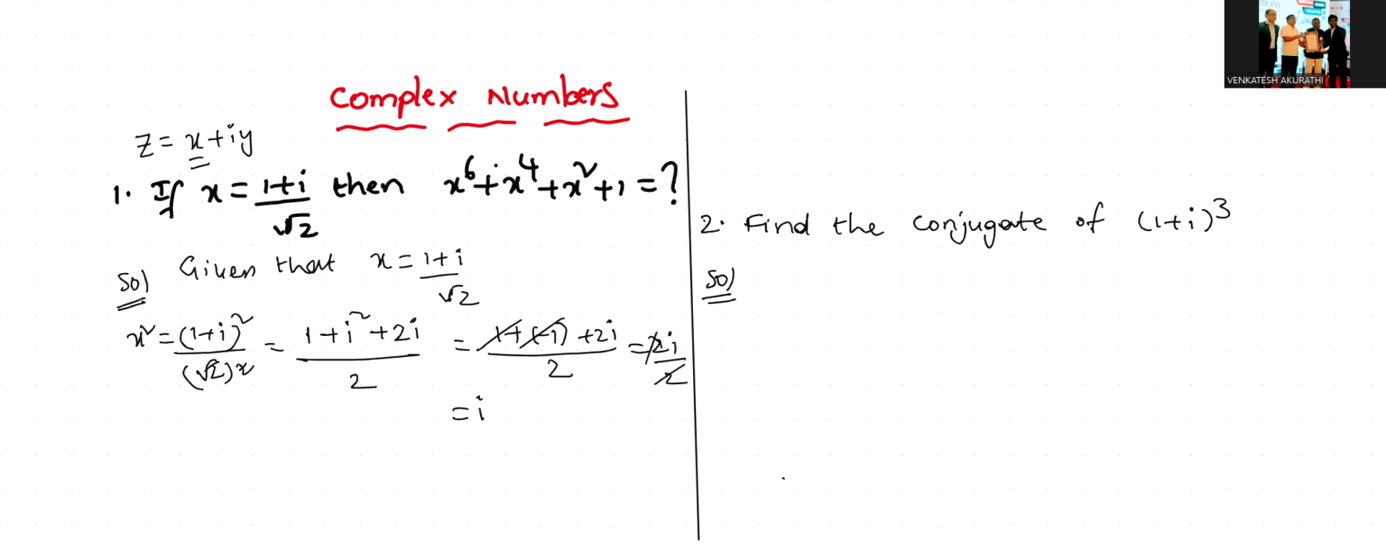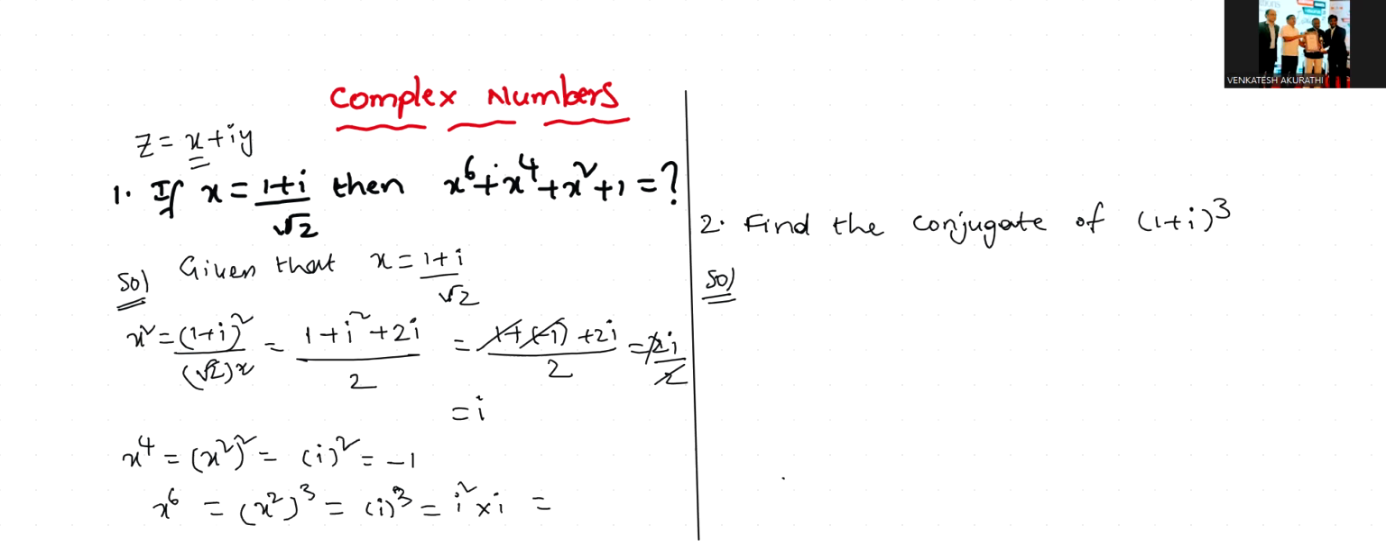Similarly, x power 4 can be written as x square whole square. x square value is i, and i square value is minus 1. And x power 6 means x square whole cube. x square value is i, so i cube, that is i square into i. i square is equal to minus 1 into i. That is equal to minus i.